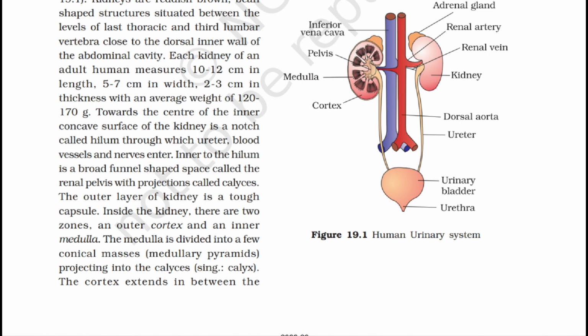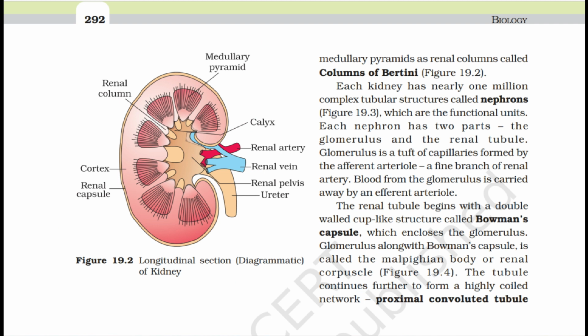Towards the center of the inner concave surface of the kidney is a notch called hilum through which ureter, blood vessels and nerves enter. Inner to the hilum is a broad funnel-shaped space called the renal pelvis with projections called calyces. The outer layer of the kidney is a tough capsule. Inside the kidney, there are two zones, an outer cortex and an inner medulla. The medulla is divided into a few conical masses, medullary pyramids, projecting into the calyces, calyx. The cortex extends in between the medullary pyramids as renal columns called columns of Bertini.